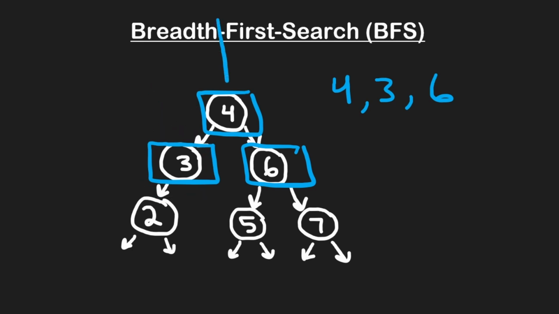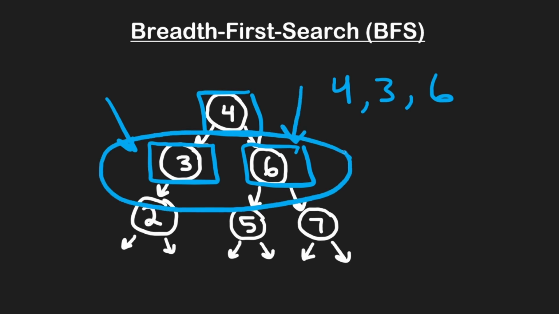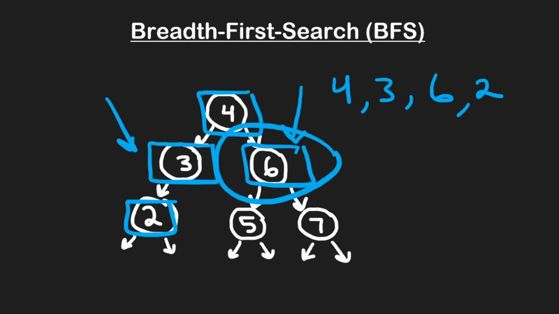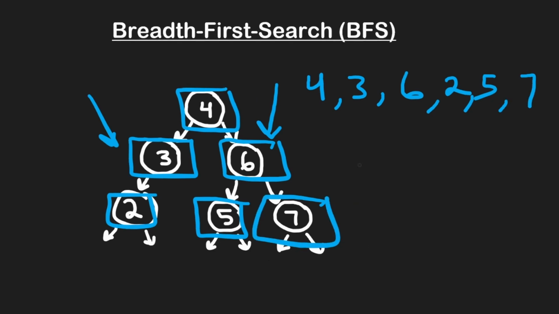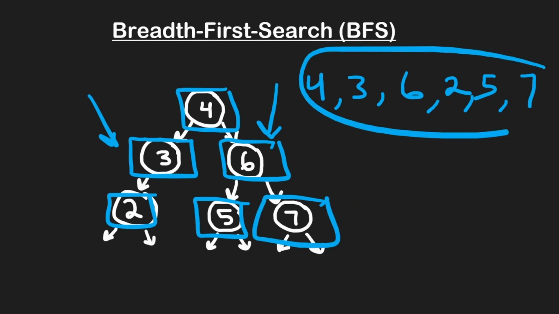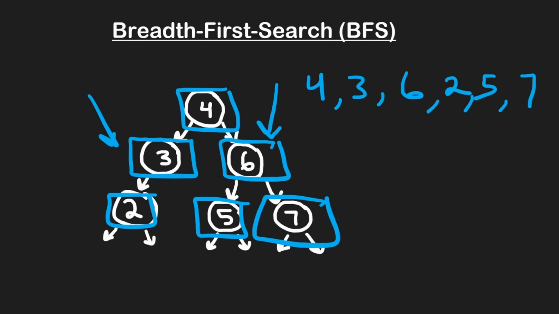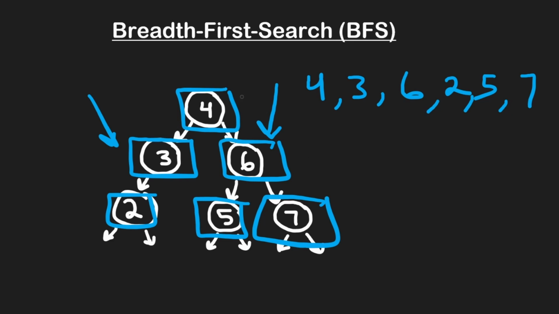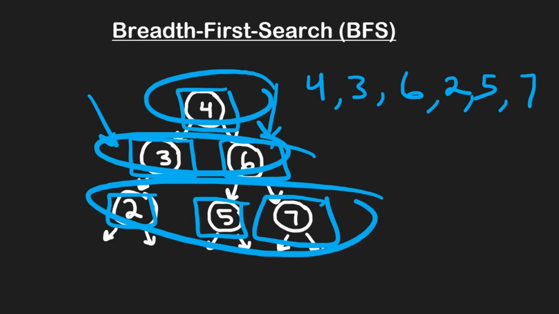Just like before, first we processed 4, and then we processed all of its children. Next, we processed 3 and 6, and now we want to process all the children of these nodes from left to right. So we get all the children of 3 and then print them. So we get 2, then we get all the children of 6, and then we print them. So we get 5, and then we get 7. Now this didn't create anything super useful for us. We didn't print it in order or anything, but BFS is definitely a useful algorithm to know. It could also be called level order traversal, because we're going level by level in this tree.